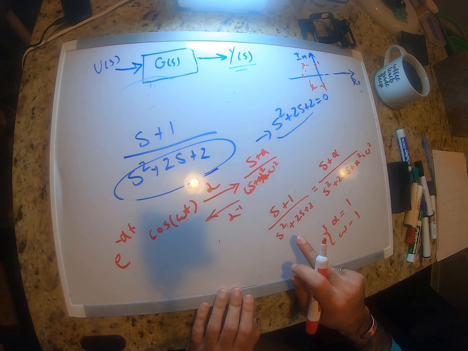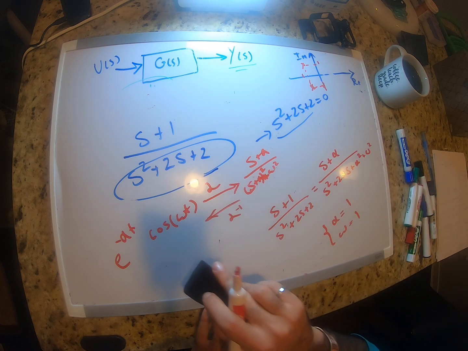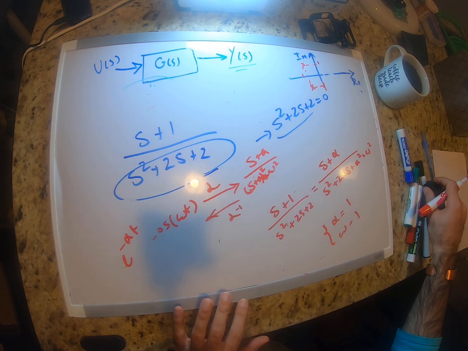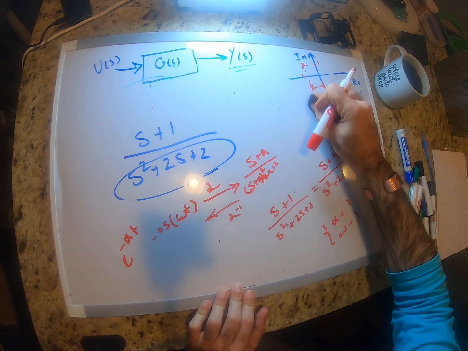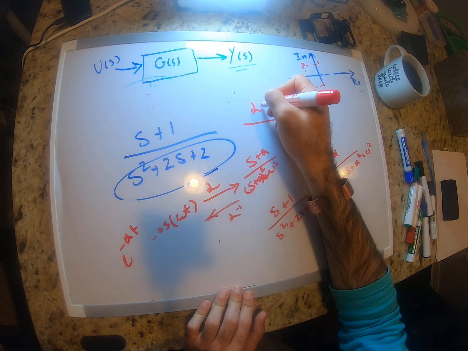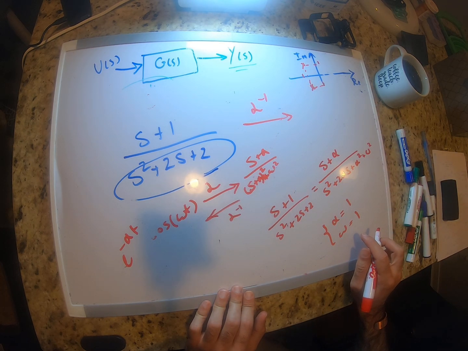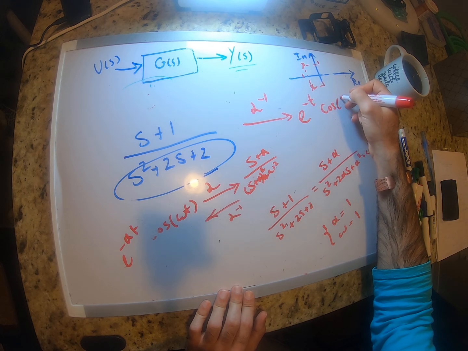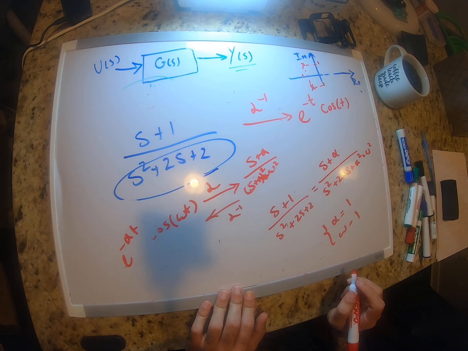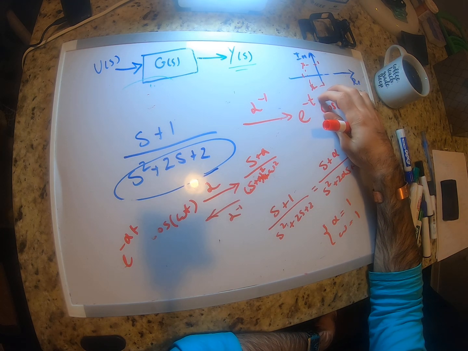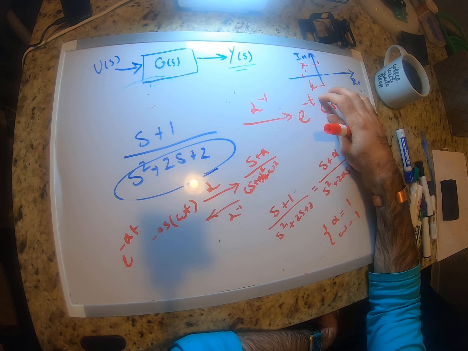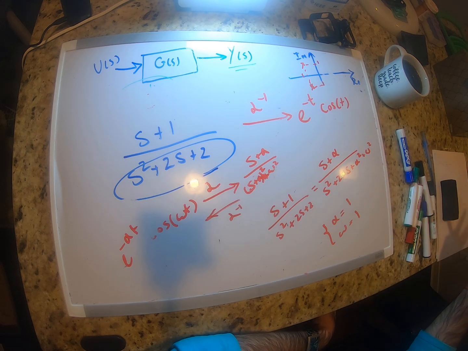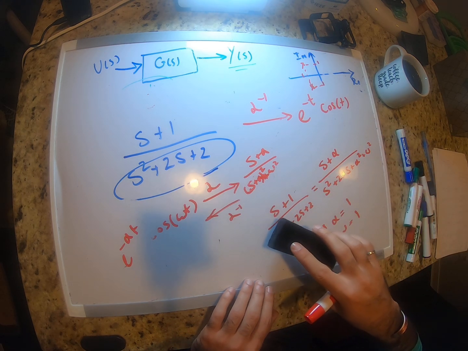I shouldn't erase this one. So if I take the inverse Laplace transform of this, it's going to be e to the power negative t times cosine of t. As t goes to infinity, the cosine is bounded, between plus and minus 1. As t goes to infinity, the exponential goes to 0. So the whole thing is going to go to 0. So this shows that this is stable.